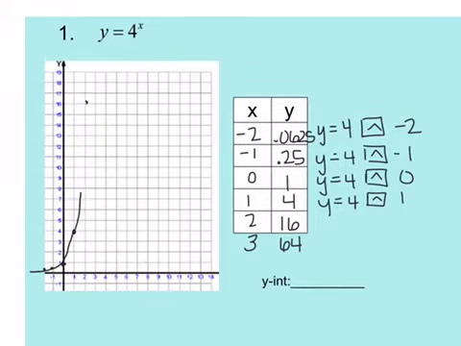And here's what you have to remember when you're graphing these. You never want to cross the x-axis. We can never ever get negative numbers when we're putting things into the powers. They get very, very small, but they never get negative. So we don't ever want to cross our x-axis down here.